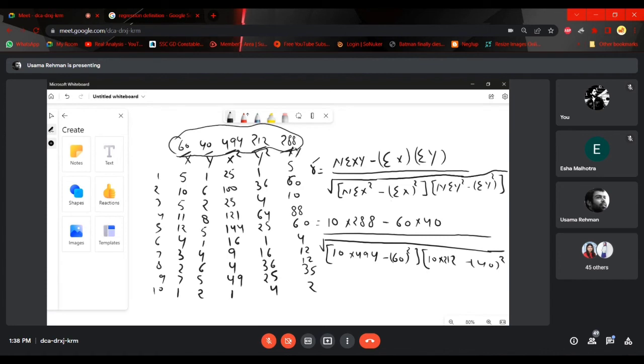Sir, 0.564. Correct. Let others also calculate. Yes. ठीक है स्वाति जी, आपका भी ठीक है. 0.575. करेक्ट है, ठीक है आपको.